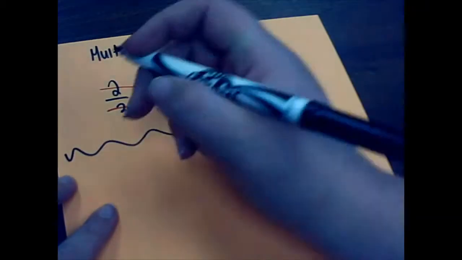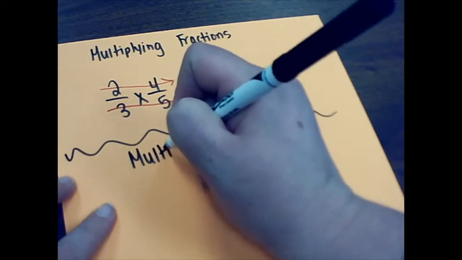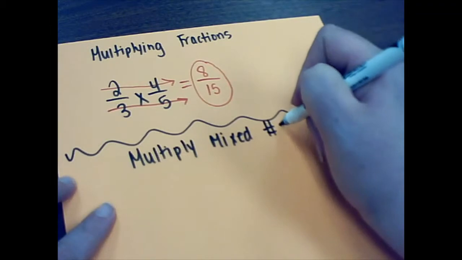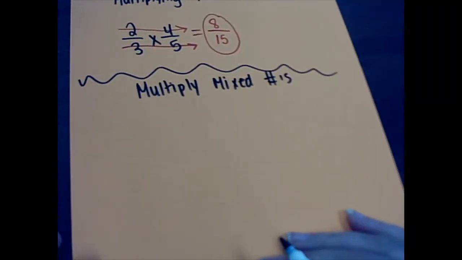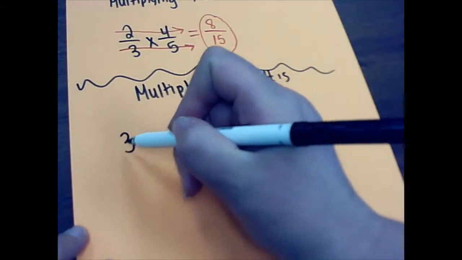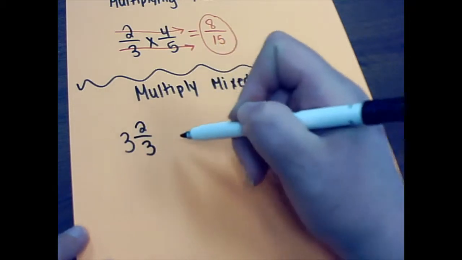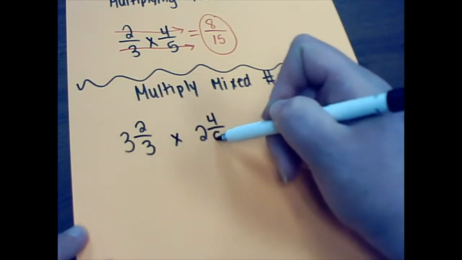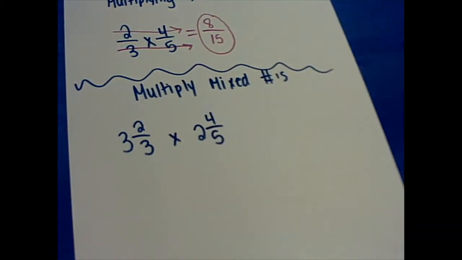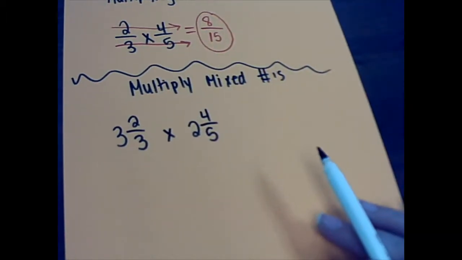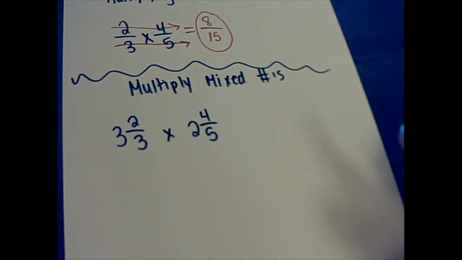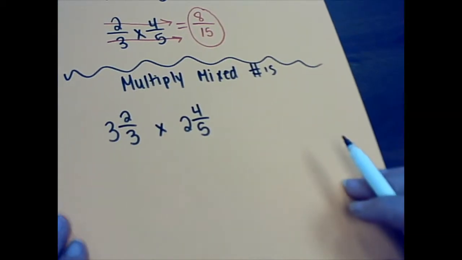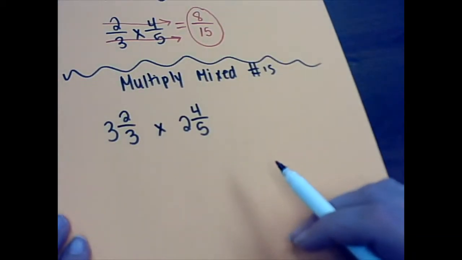Okay? I want to go over how to multiply mixed numbers. Okay? Because I have a feeling that this is going to pop up at some point. So let's say I have 3 2/3 times 2 4/5. Okay? This one's a little bit different. You don't just multiply across. You actually are going to turn each of these fractions into an improper fraction. I'm going to talk about how you do that.